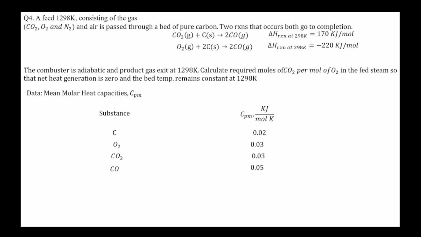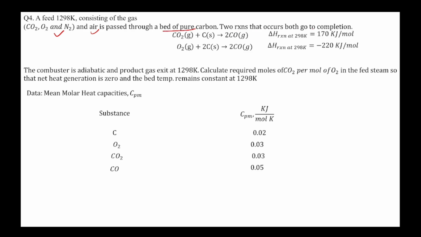this question is a little bit important but very lengthy, and I don't think this kind of question will come, but the concept will come. But the question is very, very long, and it took me almost 1 hour to solve this question. Okay, so you'll see the question. A feed at 1298 Kelvin consists of a gas CO2, O2, N2 and air is passed through a bed of pure carbon. So there is a gas which contains CO2, O2 and N2, and air from an external source we are supplying, through a pure bed of carbon.